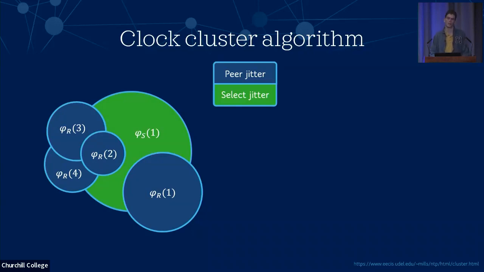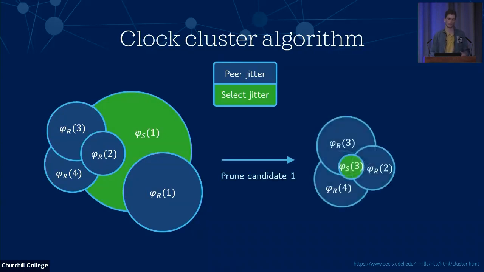We'll only plot the maximum because that's the only one that we actually care about, and otherwise our diagram would get quite confusing. So in this one, this is the select jitter for sample 1, which is the furthest away from all the other candidates, and we can see it's a pretty big circle because the select jitter of sample 1 is quite big. It's quite far away from the other candidates.